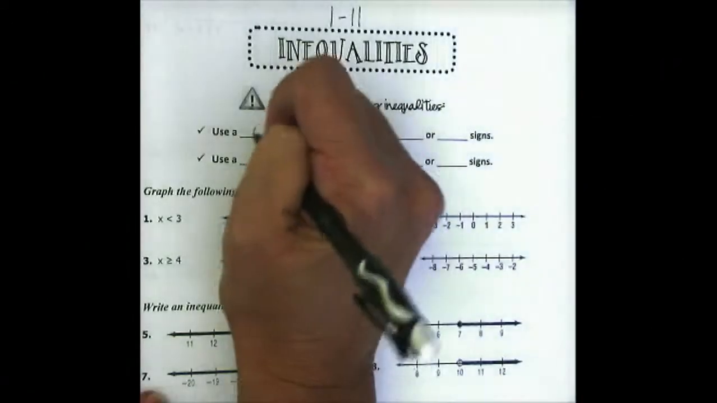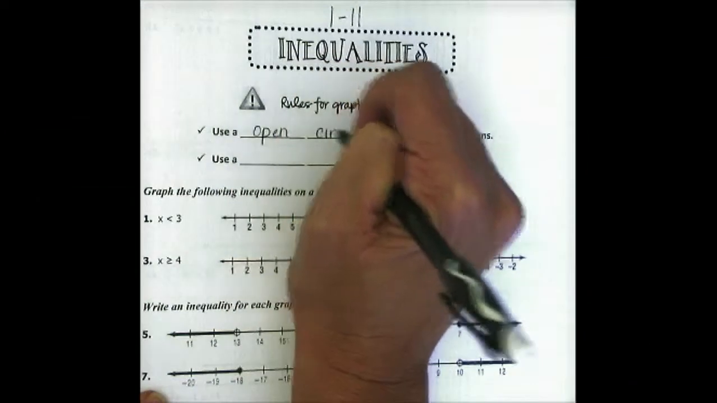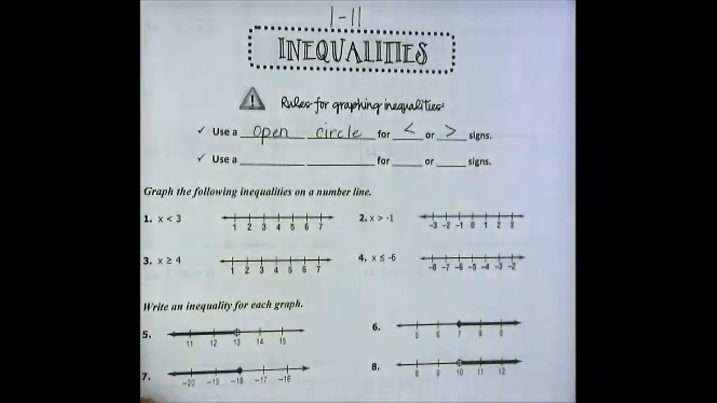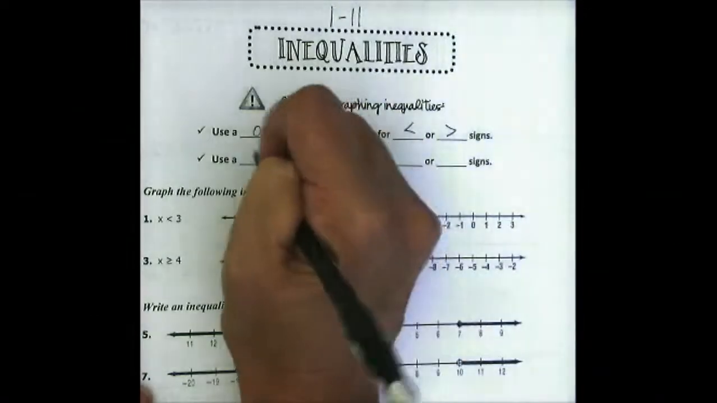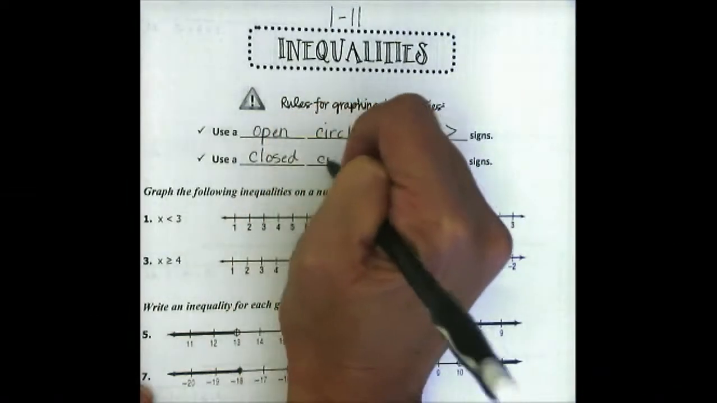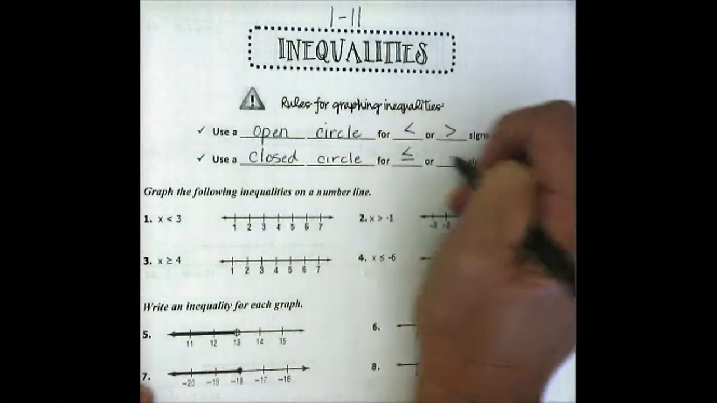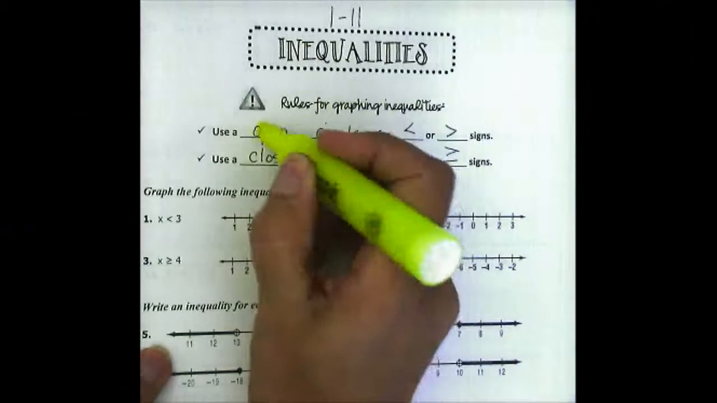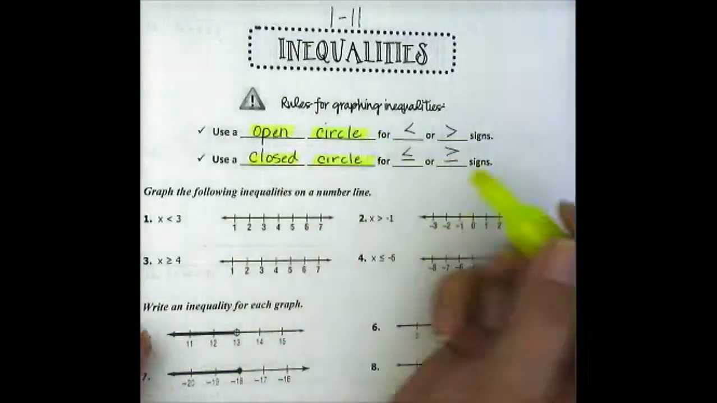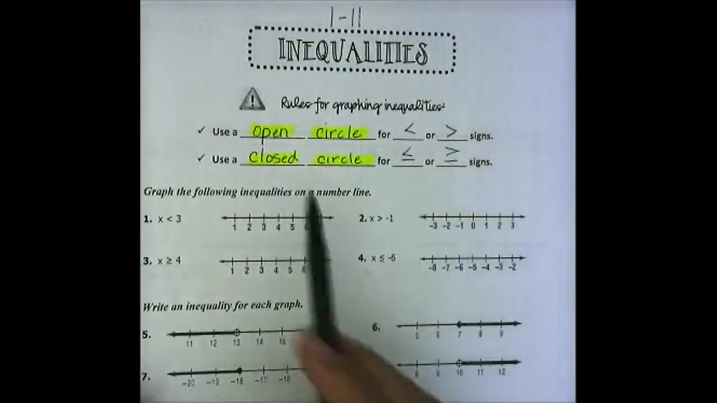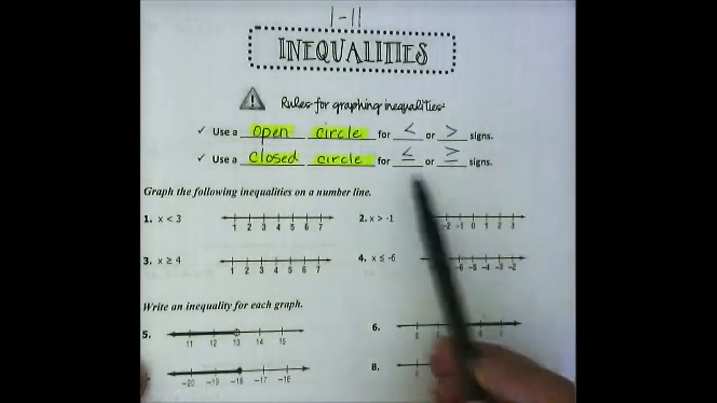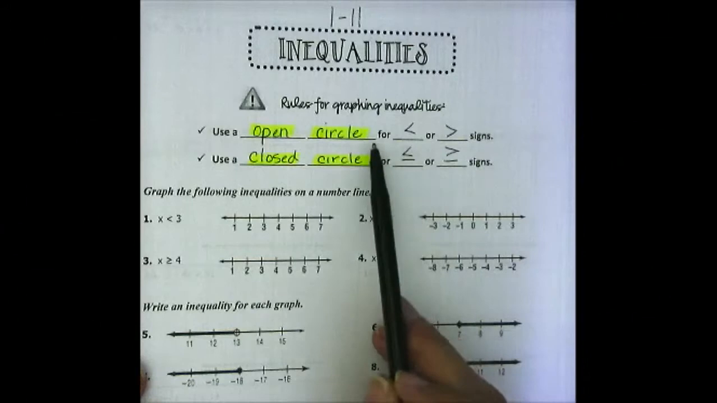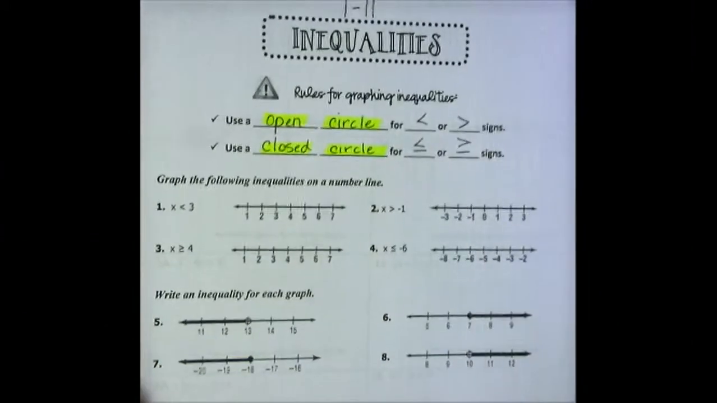First of all, we use an open circle for less than or greater than signs. And we use a closed circle for less than or equal to, greater than or equal to signs. Remember that the closed circle means that the number the dot is on is going to be included. The open circle means that it is not, and we'll try to talk about that as we go along.